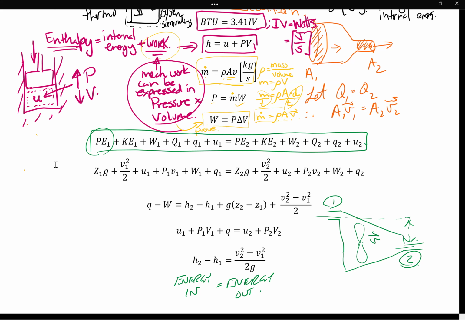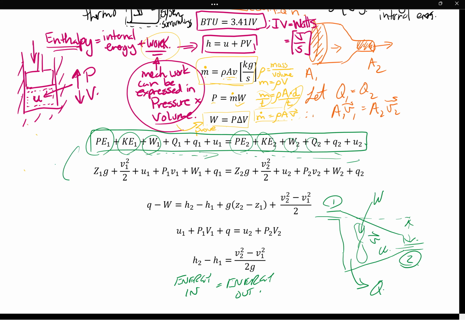There is going to be work added. Well, it does work on these blades as it's moving. There's going to be, for example, maybe some heat losses. And then there's going to be a change in internal energy because we already had one internal energy in there. So that's what this equation is. It's a potential energy term, a kinetic energy term, the work energy term, the heat energy term, etc. on one side equals potential, kinetic, work, heat, etc. on the other side.